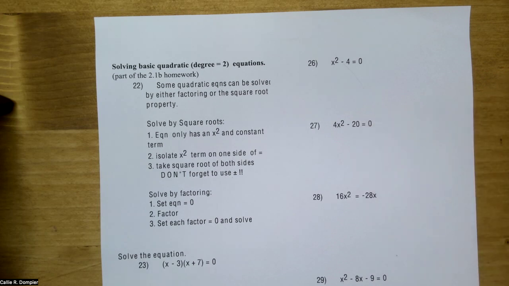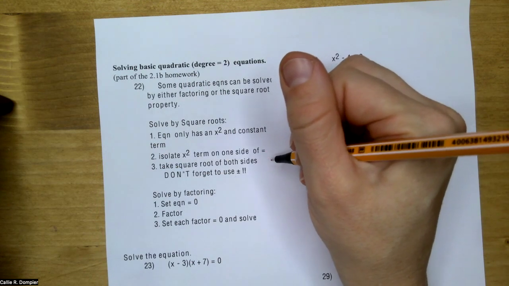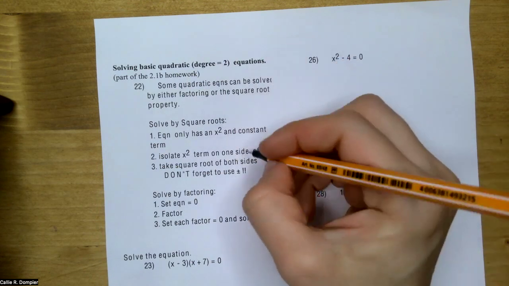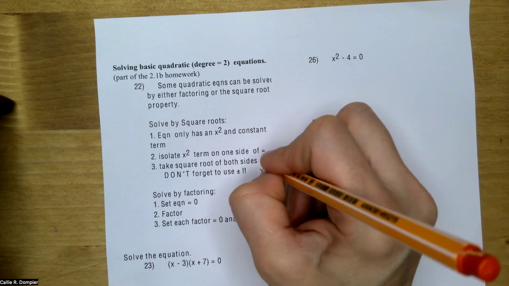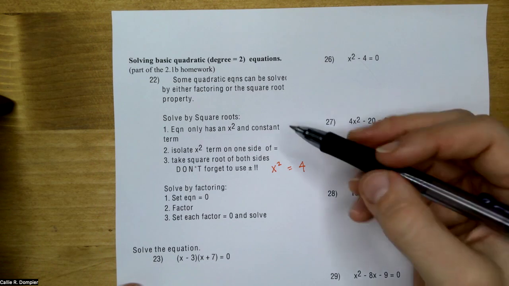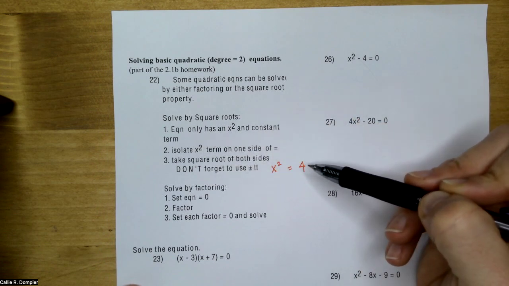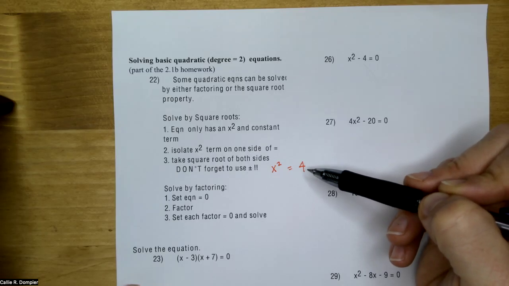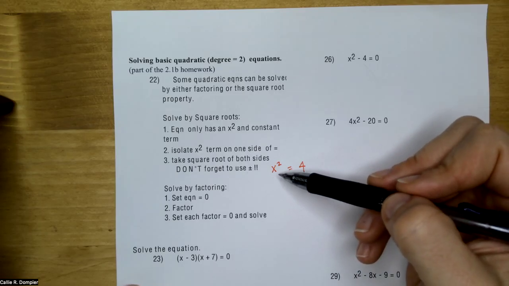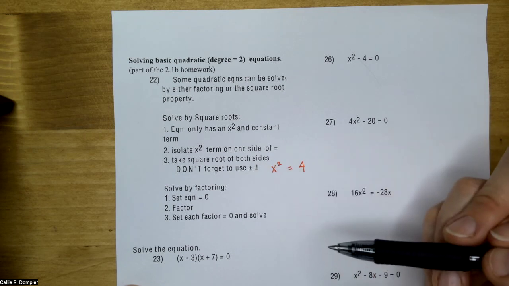To solve by square roots, you want to isolate the x squared on one side of the equal sign and take the square root of both sides. So the equation only has an x squared and a constant. Here's my x squared, here's my constant. We're going to isolate the x squared on the left of the equal sign, the constant's on the right. Take the square root of both sides.